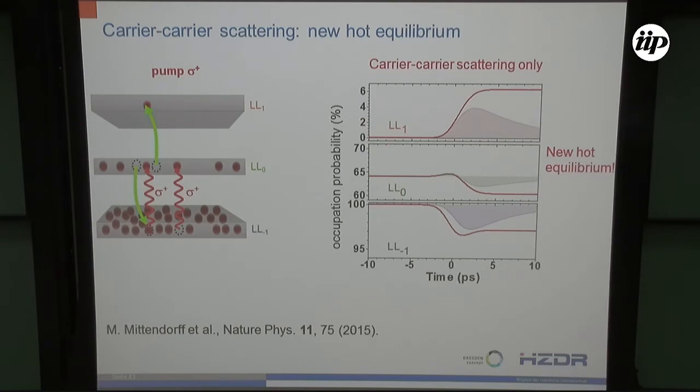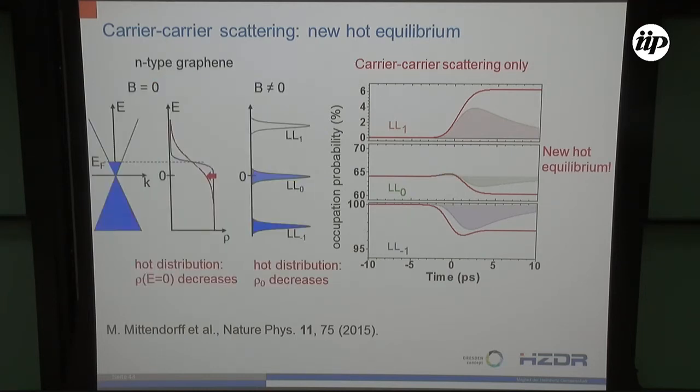If we switch off the phonon interaction and just look at the pure carrier-carrier scattering, it looks quite similar to the full response. So the occupation of the first level goes up, of the zeroth goes down. The only difference is it stays there. And this is quite clear because the pure Coulomb scattering cannot bring the energy out of the system. It just goes into a new hot equilibrium state and stays there forever.